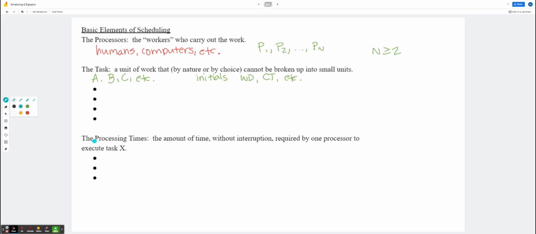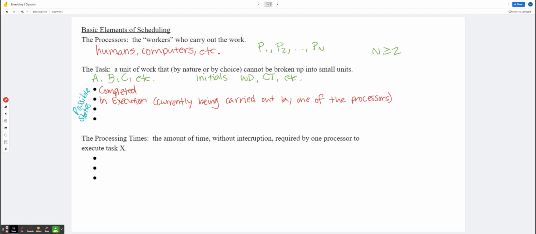Now, every task can be assigned to one of 4 possible states. A task could be completed, which is pretty self-explanatory. It's done. It could be in execution, meaning that it is currently being carried out by one of the processors. So if your brother is currently washing the dishes, then that task would be in execution.